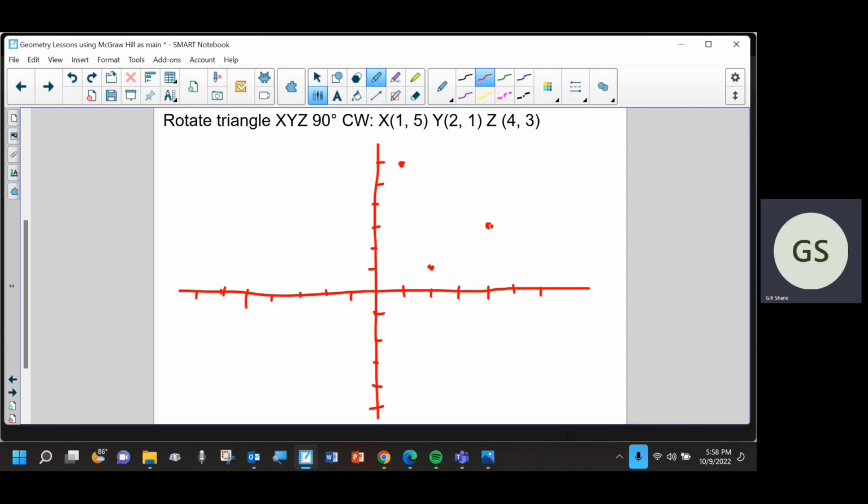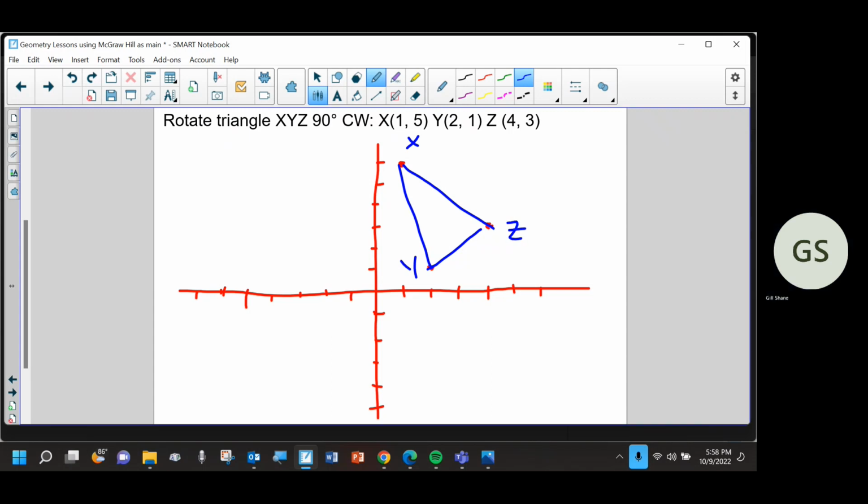Now you can draw the image. You don't even really need to connect it with lines. I'm going to change colors just to try to draw the line there. So there is my original, or my pre-image, really is what this is called. Oh, and you would want to label the points X, and then which one was Y? This is Y down here, and then this is Z. Make sure you label them X, Y, and Z, or whatever the points are.